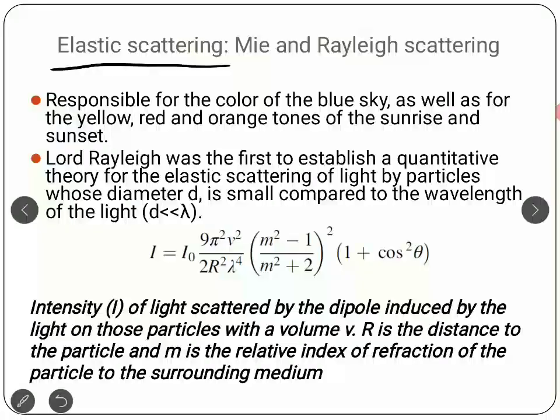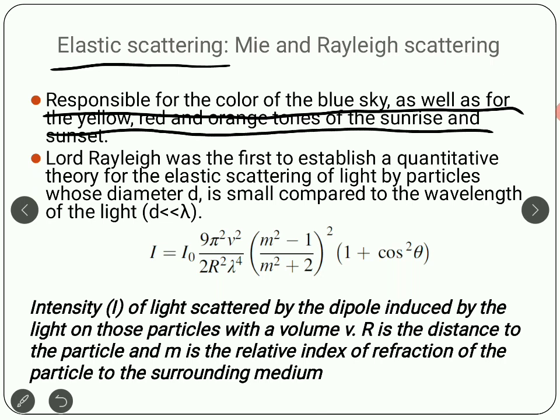The reason here we can talk about is something responsible for the color of the blue sky, as well as for the yellow and the red-orange tones of the sunrise and the sunset. Okay, so this was actually the Rayleigh scattering part, sorry, not the Raman scattering part. So, Rayleigh scattering. Now this was studied and established long back, based on the intensity and the incident wavelength, or the wavelength that is being scattered, depending on those factors.